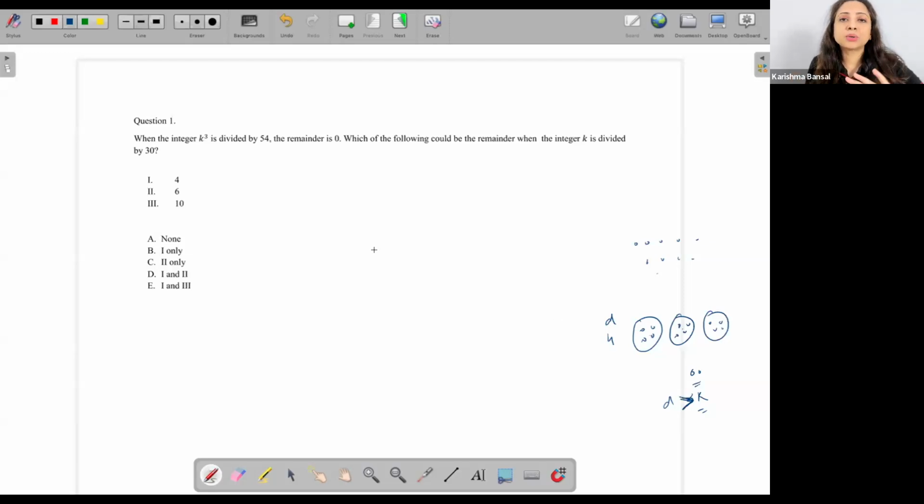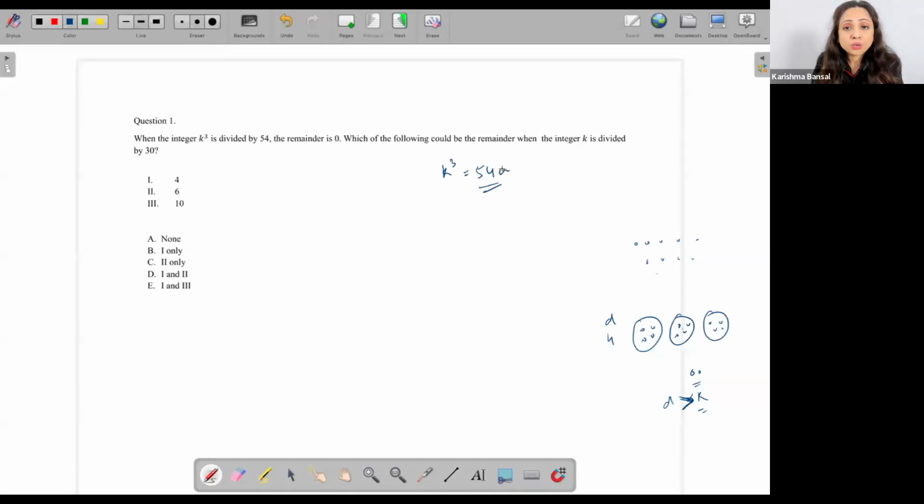So let's take a look at this question now. When the integer k cube is divided by 54, the remainder is 0. What does this mean? It means that k cube is divisible by 54. Simple as that, right? Because the remainder is 0. So then k cube is equal to 54a.